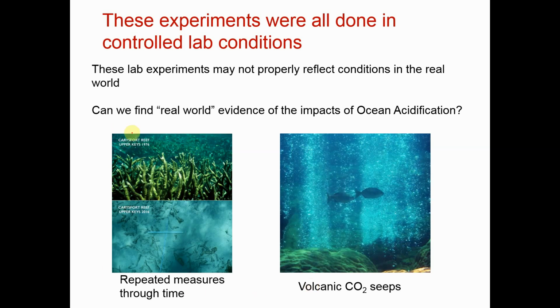So we can take repeated measures through time of the same parts of the world. This just happens to have been done coincidentally in certain areas, and we'll talk about one of those in a sec. So this allows us to measure changes through time in a single area, but we also have this fabulous system called volcanic CO2 seeps. These allow us to look at a very local scale how changes to ocean CO2 conditions affect the health of entire ecosystems. And we'll go through both of those now.